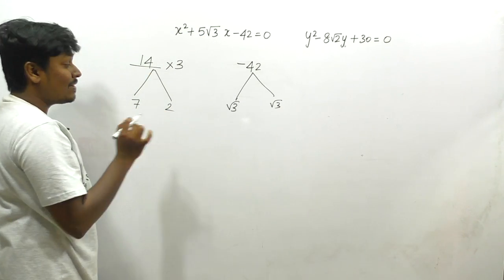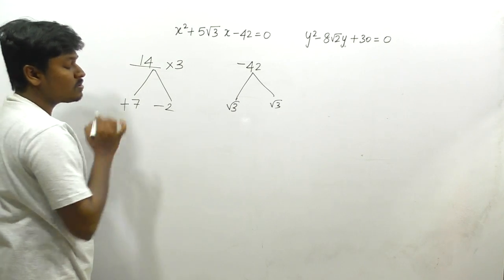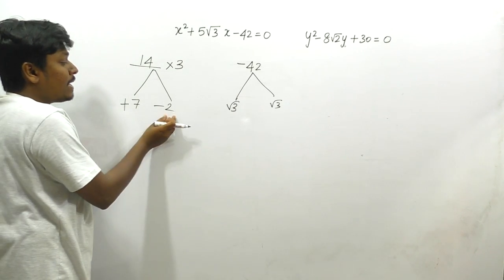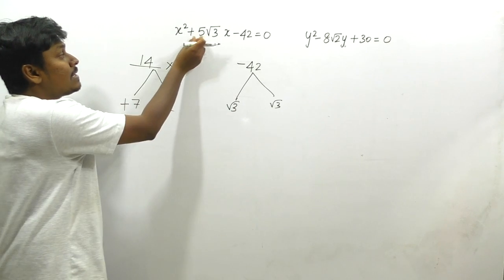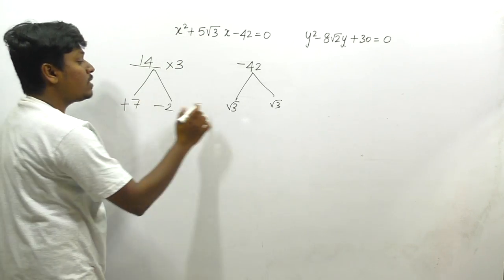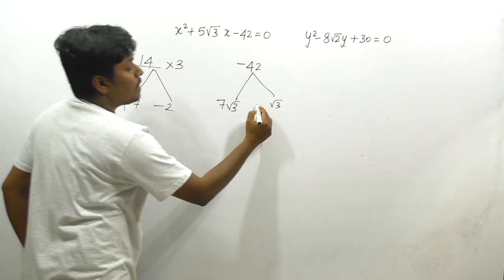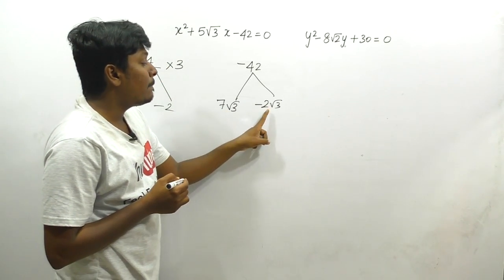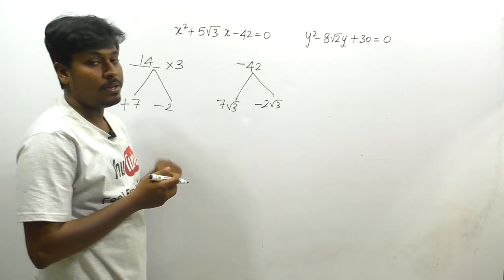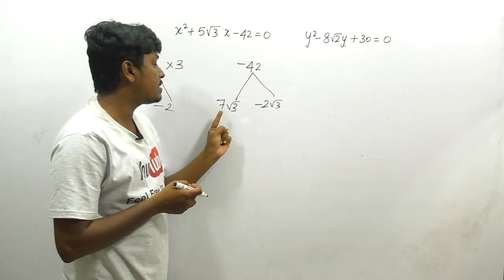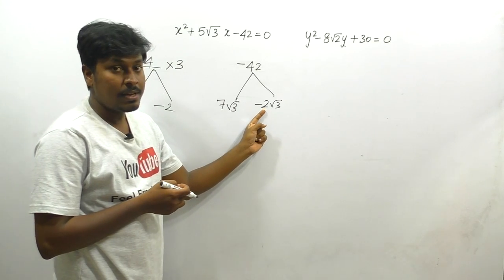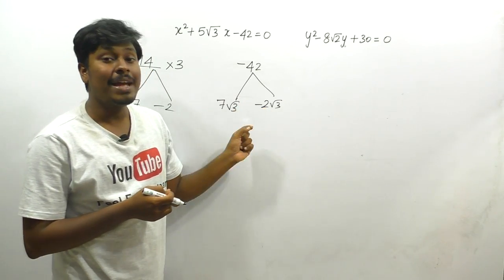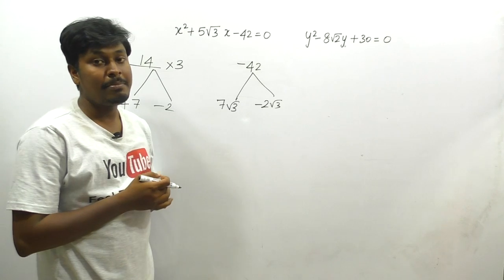Friends, listen carefully, plus 7 minus 2. Got it? If I add both the numbers, the resultant will be plus 5. So I am just going to write 7 root 3 and minus 2 root 3. Got it? When we add both the numbers, 7 root 3 minus 2 root 3, the resultant will be 5 root 3. When we multiply both the numbers, 7 into 2 is 14, root 3 into root 3 will be 3. So minus 14 into 3, the resultant will be minus 42.